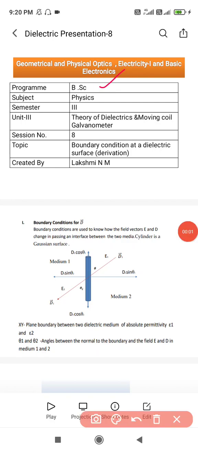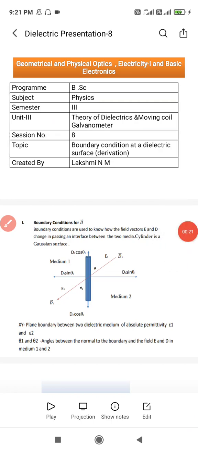Welcome to the physics class, BSc third semester, paper name Geometrical and Physical Optics, Electricity 1 and Basic Electronics. In unit 3, Theory of Dielectrics and Moving Coil Galvanometer. In session 8, we learnt about the boundary condition at a dielectric surface derivation.